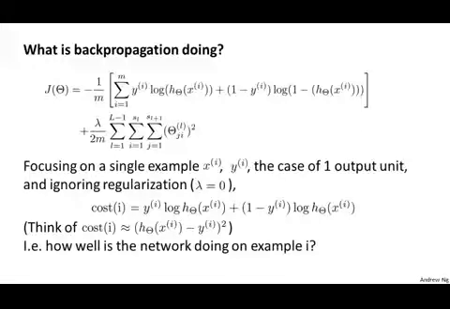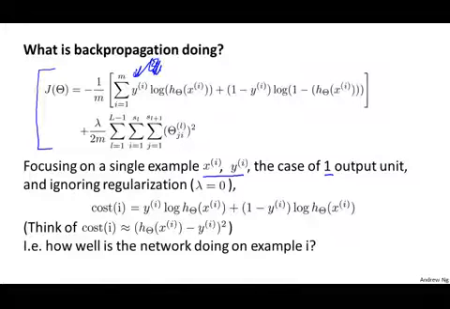To better understand what backpropagation is doing, let's look at the cost function. Here's the cost function that we had for when we have only one output unit. If we have more than one output unit, we used to have a summation over the output units indexed by k there. But if you have only one output unit, then this is the cost function. And we do forward propagation and backpropagation on one example at a time. So let's just focus on a single example, x^(i), y^(i), and focus on the case of having one output unit. So y^(i) here is just a real number. And let's ignore regularization, so lambda equals 0, and this final regularization term goes away.